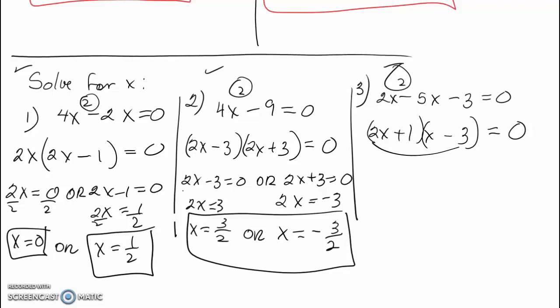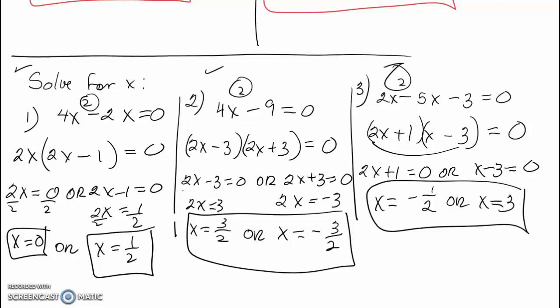Let's double check. 2x times x is 2x squared. 2x times negative 3 is negative 6x. Plus 1x is negative 5x, and a positive 1 times a negative 3 is negative 3. You get 2x plus 1 equals 0, or the other factor is x minus 3, set it equal to 0. Here you get x equals negative 1/2, or x equals 3. All right. If you want to check, you take your solutions, plug them back into the original to determine whether you get a true statement.